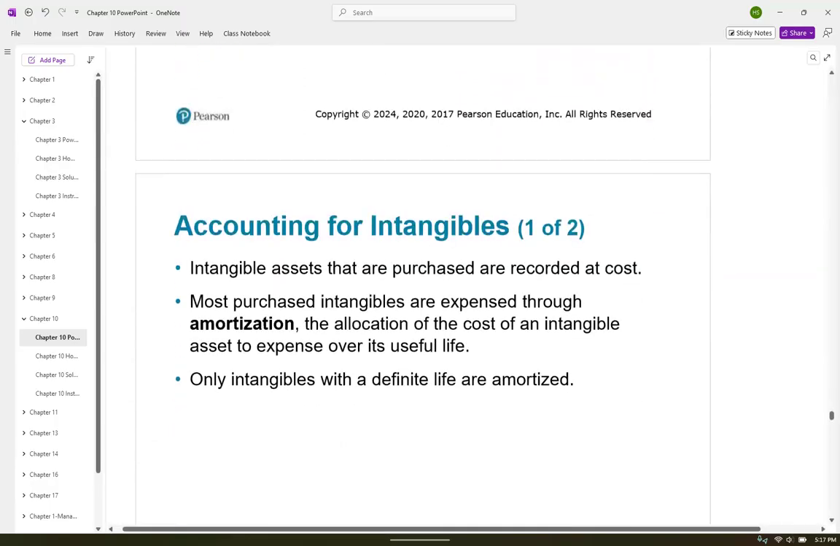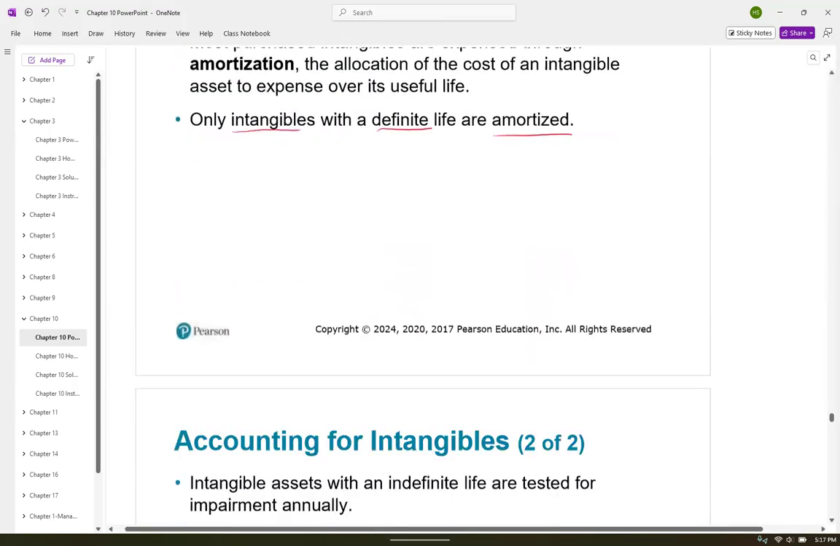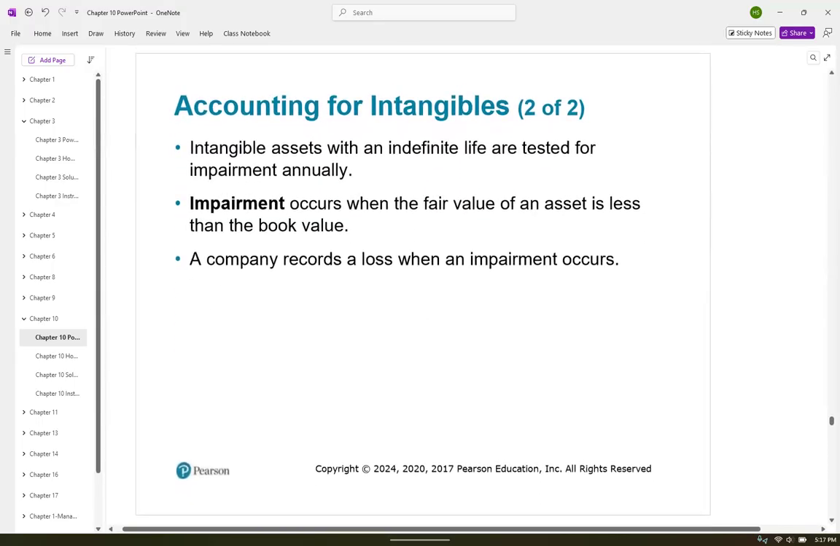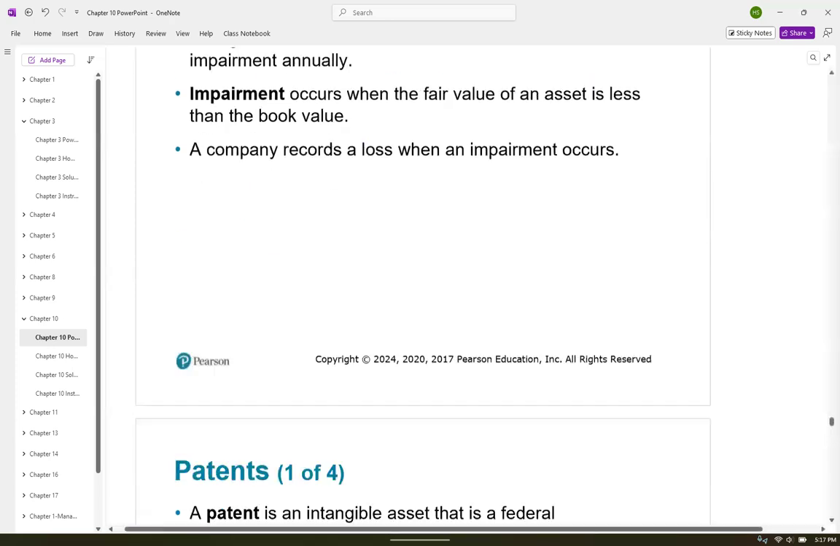We're going to amortize them over their useful life. Some intangibles have an unlimited life. We're going to talk about that. But if they have a definite life, then they'll be amortized over the life of that intangible. Sometimes an intangible can be impaired. This occurs when the fair market value of that asset is less than the book value, and then the company will record a loss when an impairment occurs.